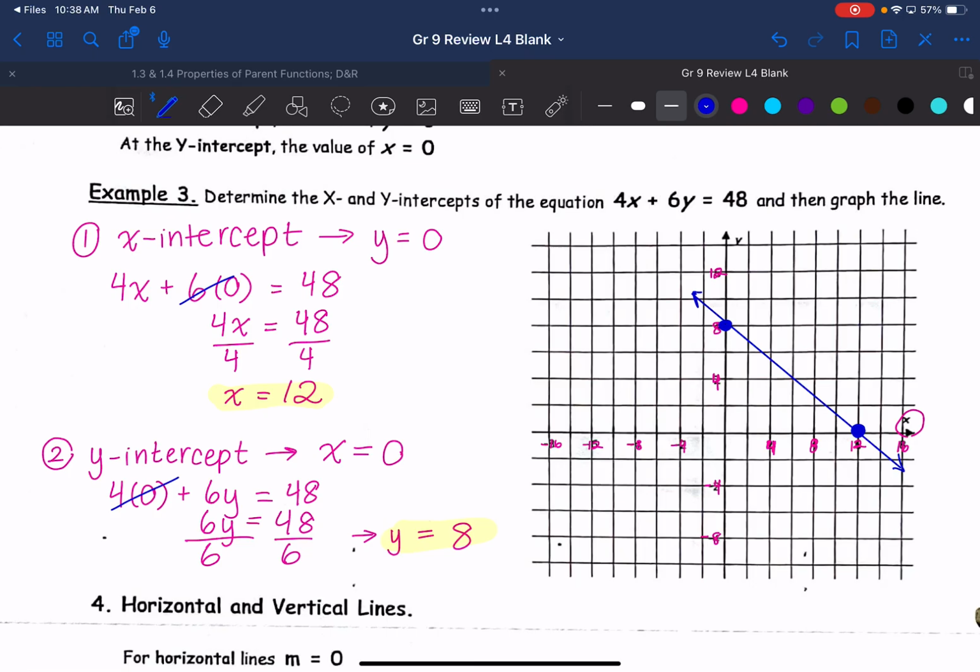Is that okay? Anything you want to run through one more time with this, or is this okay?